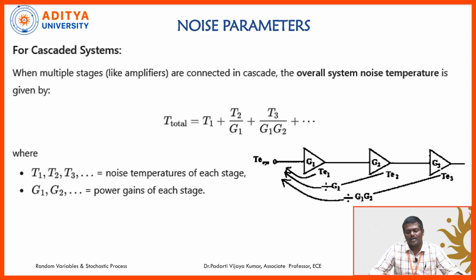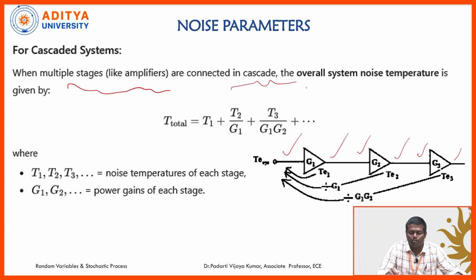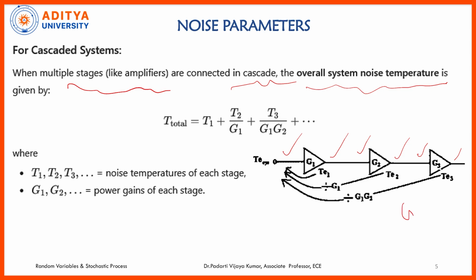Next, in many electronic systems we use a cascading connection. Cascading connection means the output of the first device acts as input to the next device, the output of the second device acts as input to the third device, and so on. In general, in electronic appliances, devices are connected in cascade to improve the gain. When multiple stages like amplifiers are cascaded, the overall gain is G1, G2, G3; the gains multiply, G is equal to G1 G2 G3.